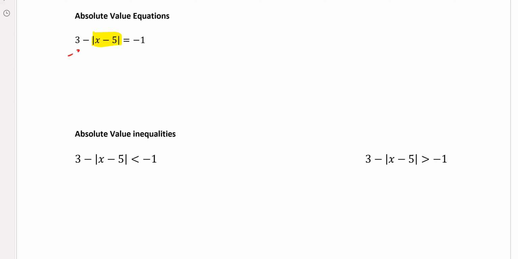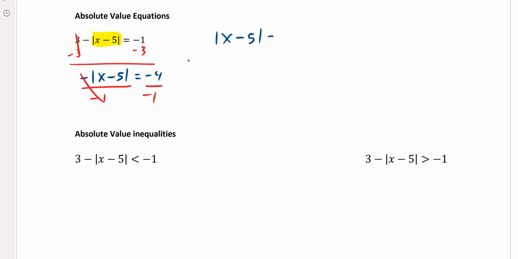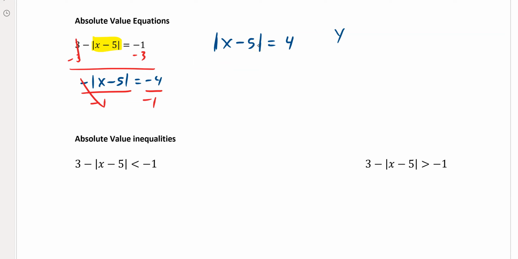So first thing we're going to do is subtract that 3 away. We're just removing everything away from the absolute value and working our way in. So we're going to get rid of the 3 by subtracting, and then we'll get rid of the negative by dividing. So now we can divide by -1, and we end up with this. So there is our absolute value. And what we're looking for is when does the absolute value of x minus 5 equal 4.